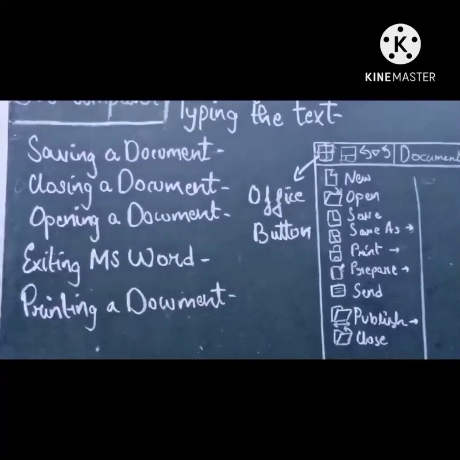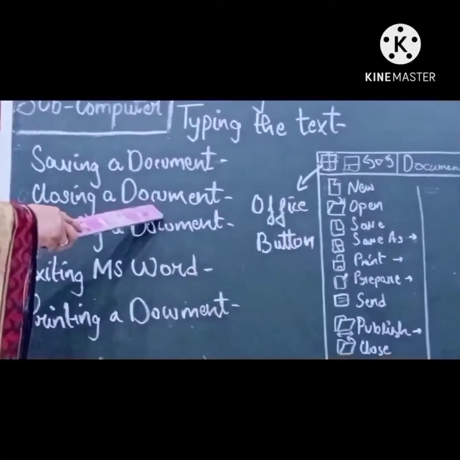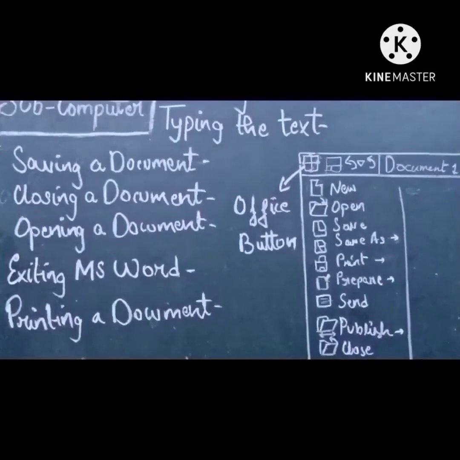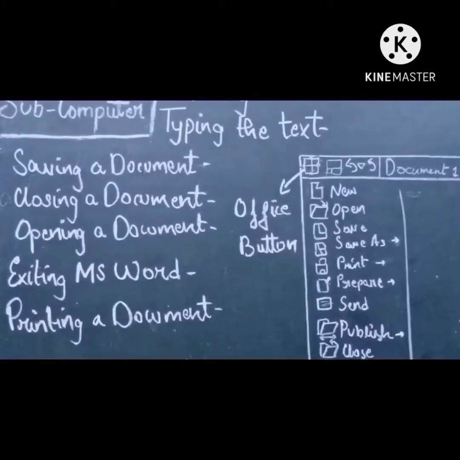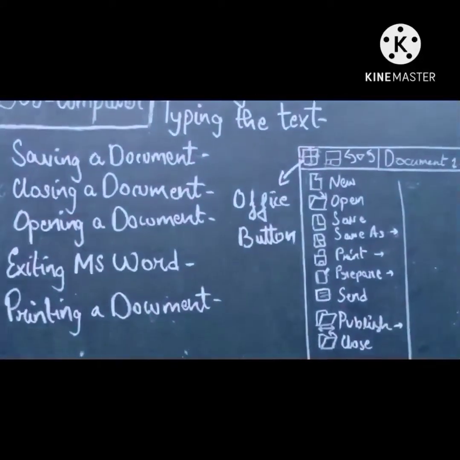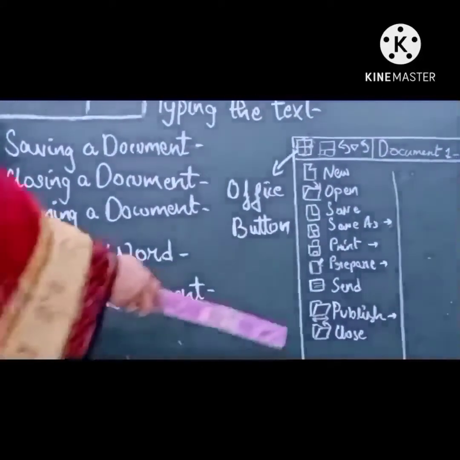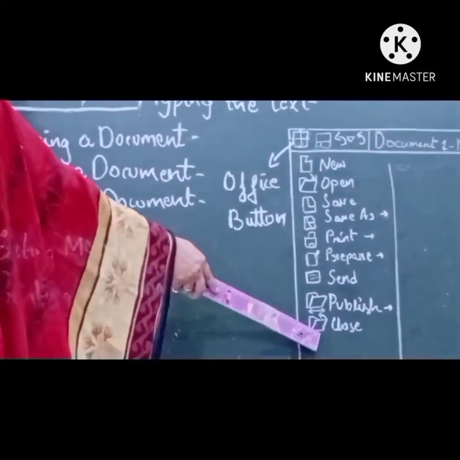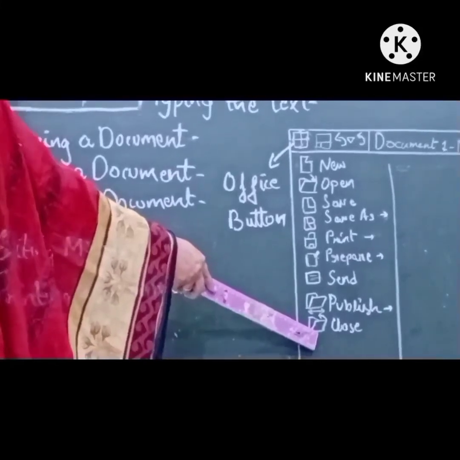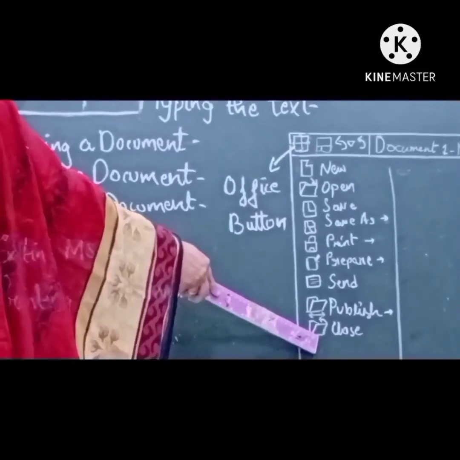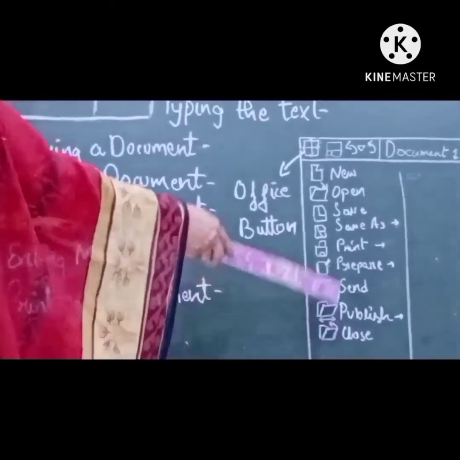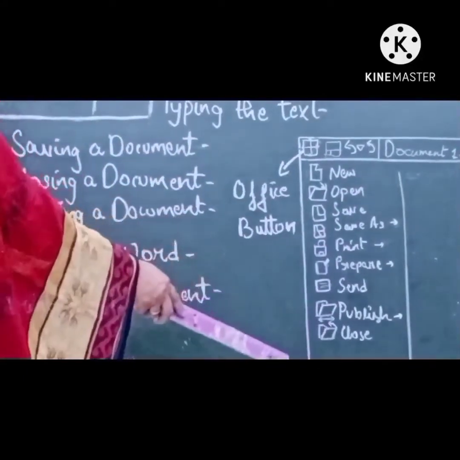Your next point is closing a document. You want to close your file. You want to close your document, children. Then children, again you have to click on the Office button and select the close option from here. This is your close option, children. Click on the close option. When you click on the close option, your file will be closed.